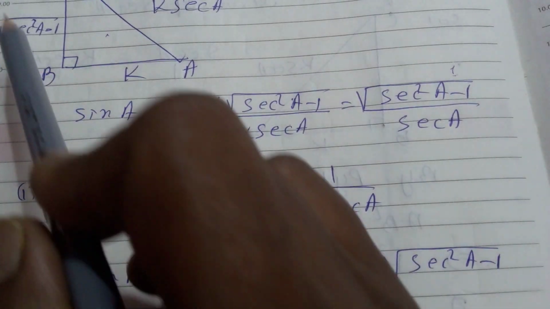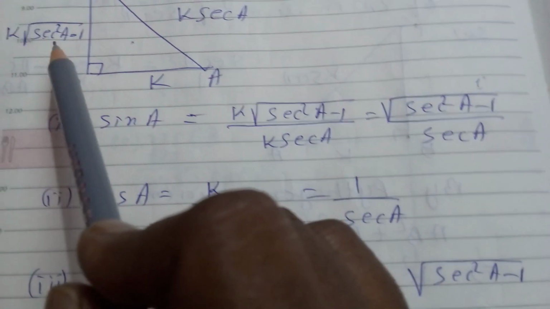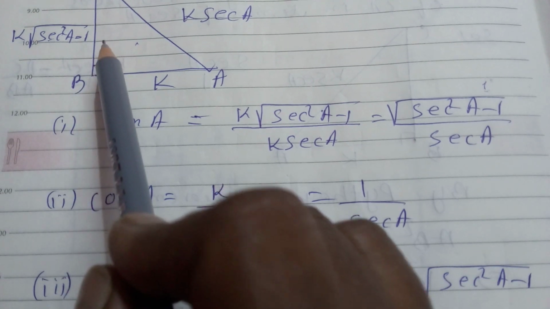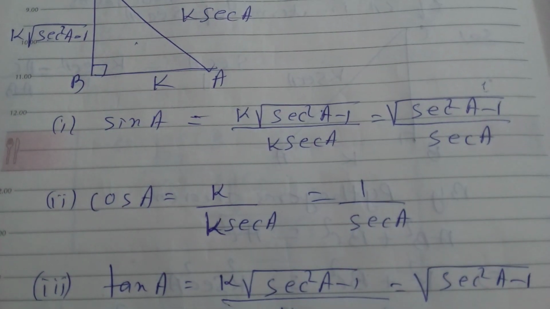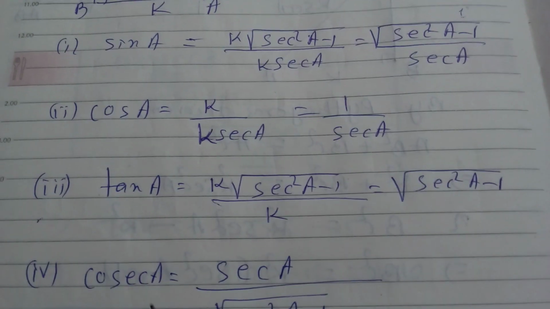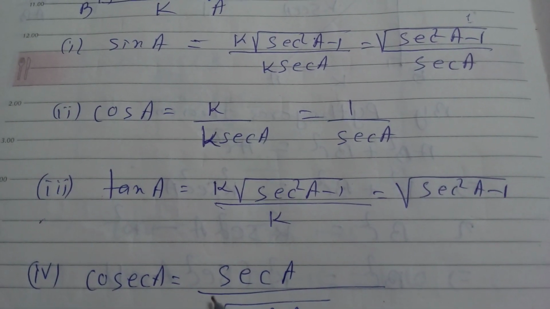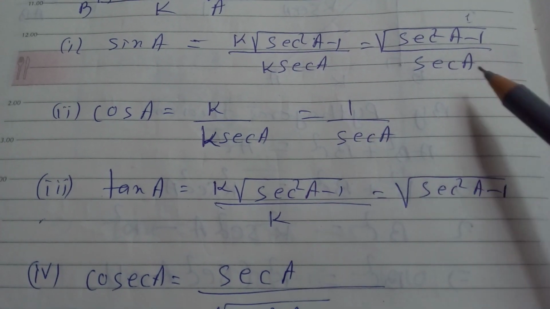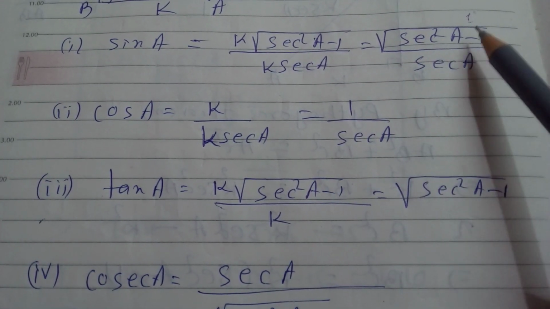And tan A equal to P by B. So K root under sec square A minus 1 by K. K cancels and we get root under sec square A minus 1. Now cosec A is the reciprocal of sin A, so I have just reversed. This is the answer of sin A.